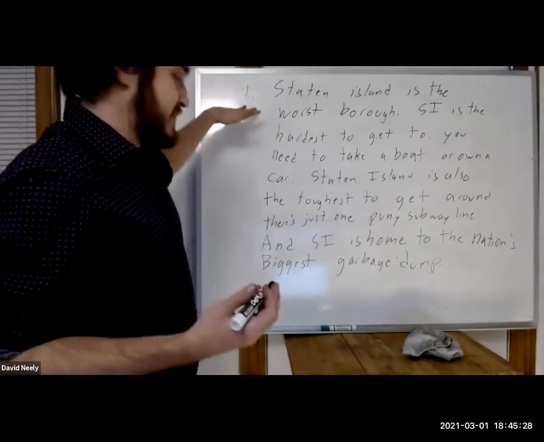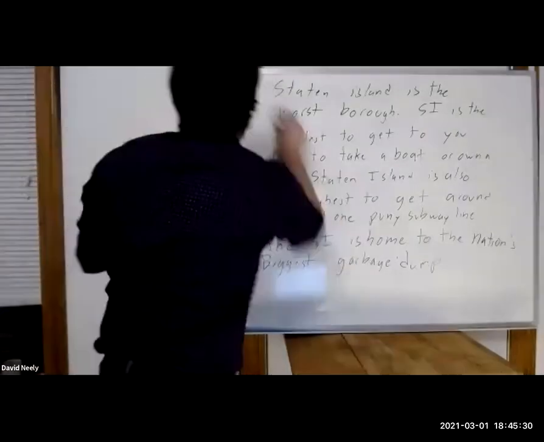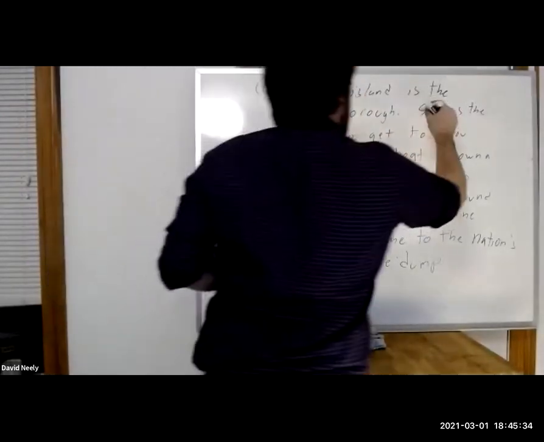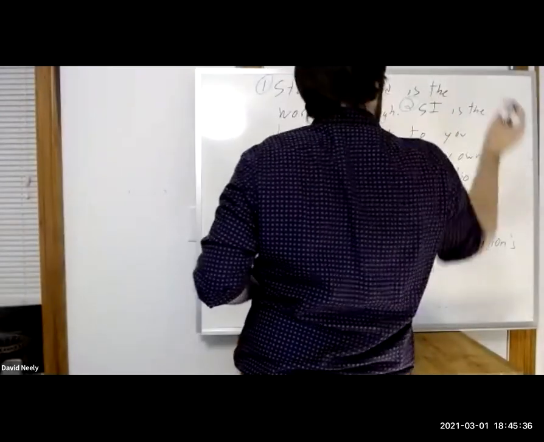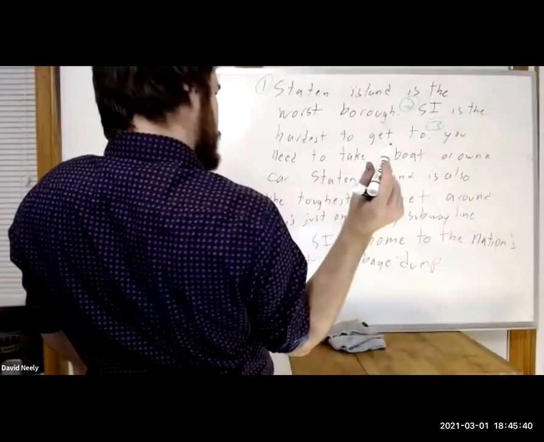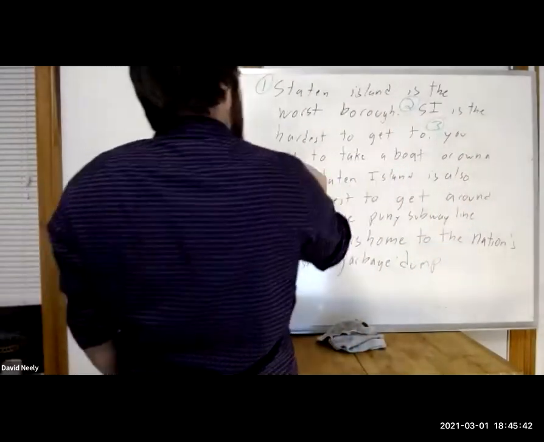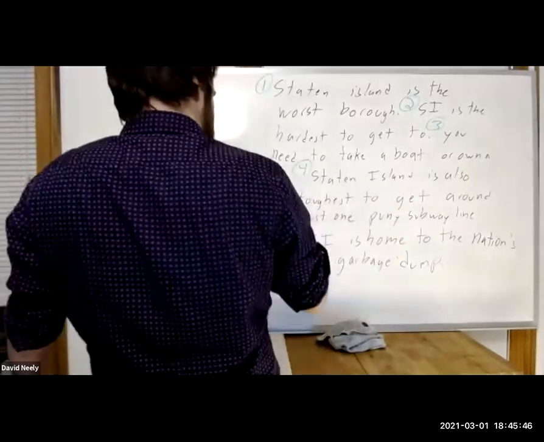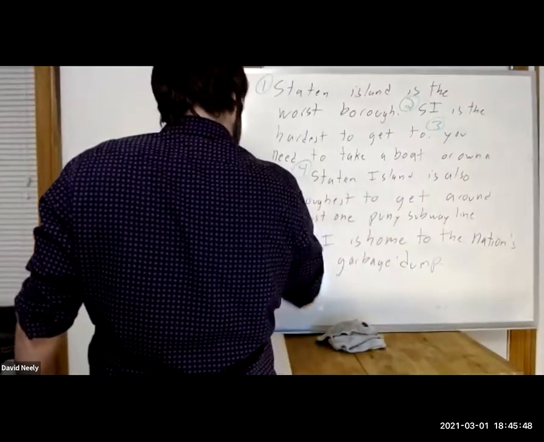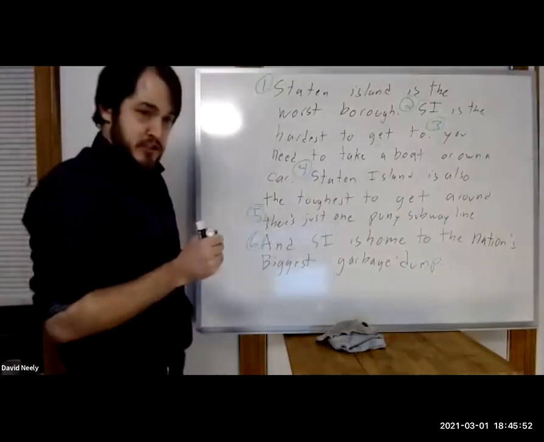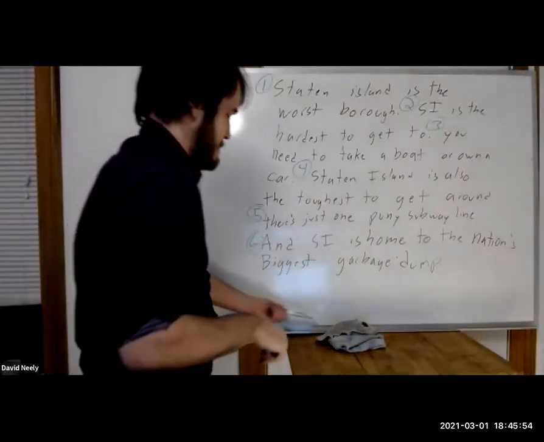Those are sentences. How many are there? Well, we've got Staten Island is the worst borough. 1. Staten Island is the toughest to get to. 2. You need to own a car. 3. Or you need to take a boat. Staten Island is also the toughest to get around. 4. There's just one puny subway line. 5. Nation's biggest garbage dump. 6. So we have 6 sentences here.